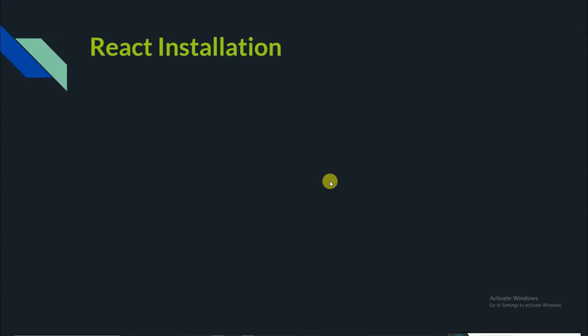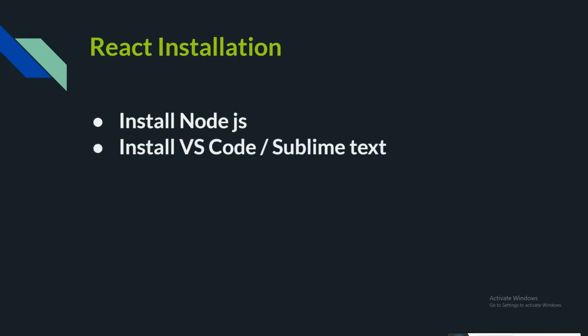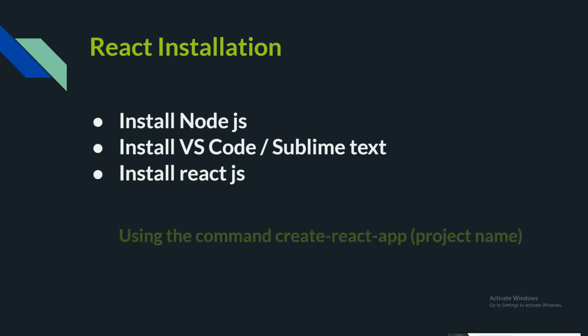For React installation, we need some tools. First we need to install Node.js. We also need to install VS Code or Sublime Text. And finally, we need to install React.js. Then, using the command create-react-app followed by the project name, we can create a React project. So let's dive into the practical.